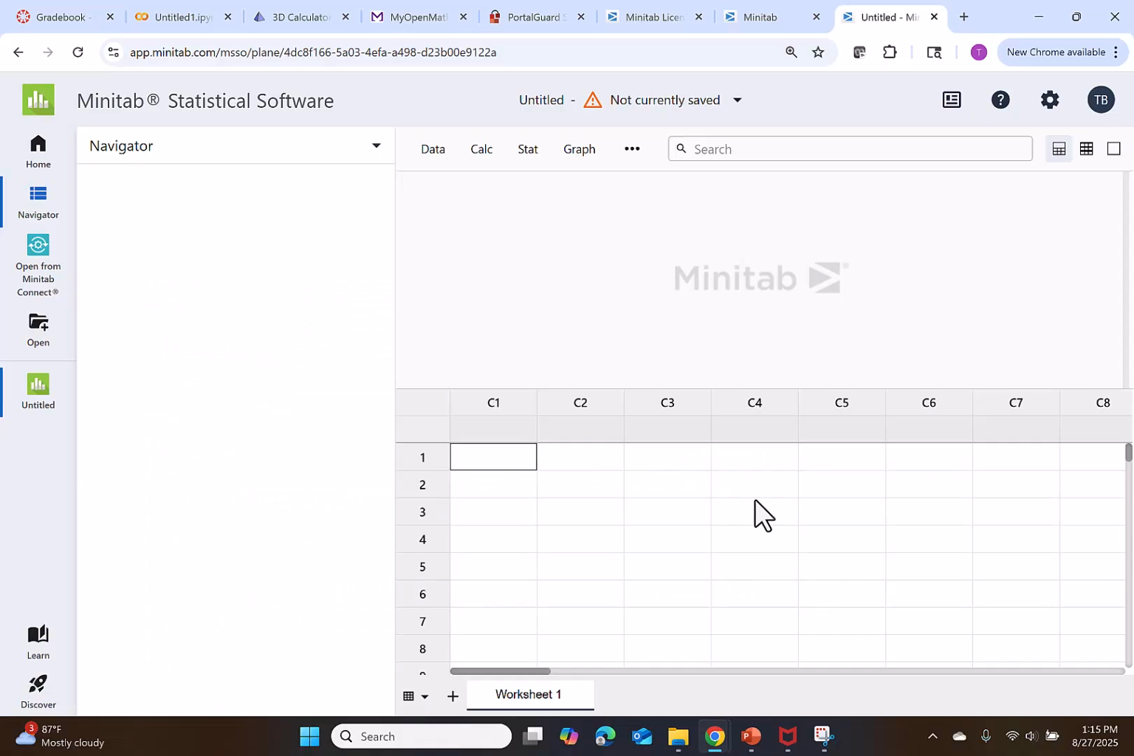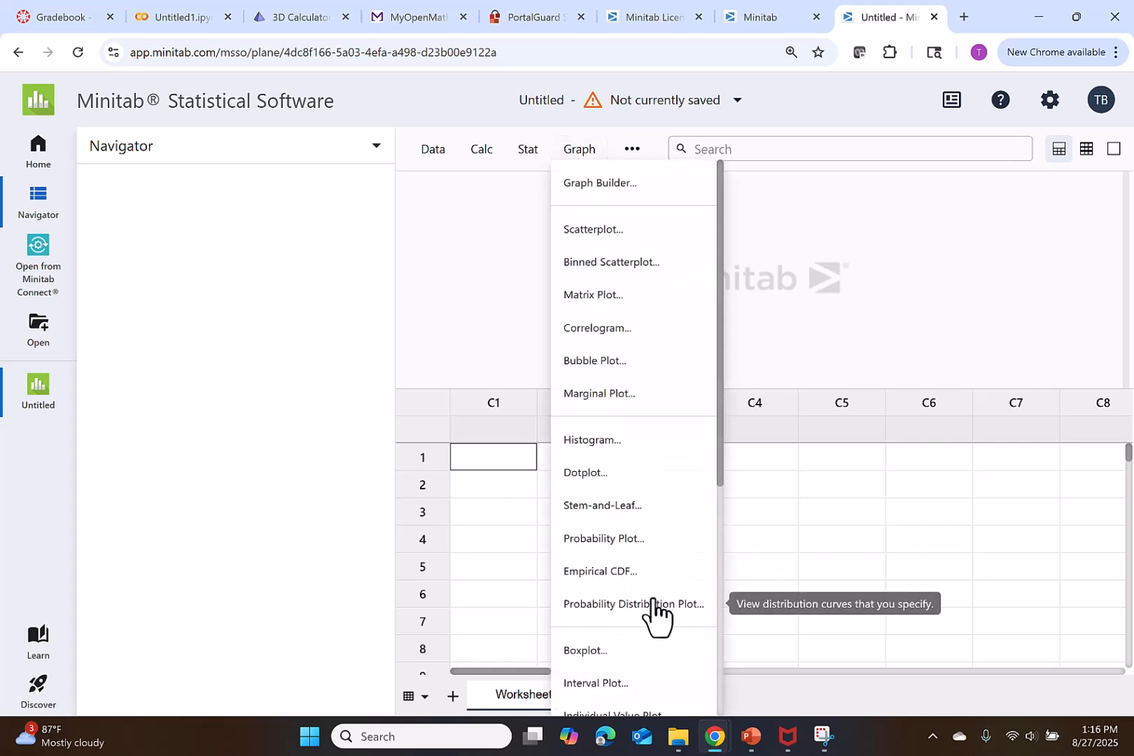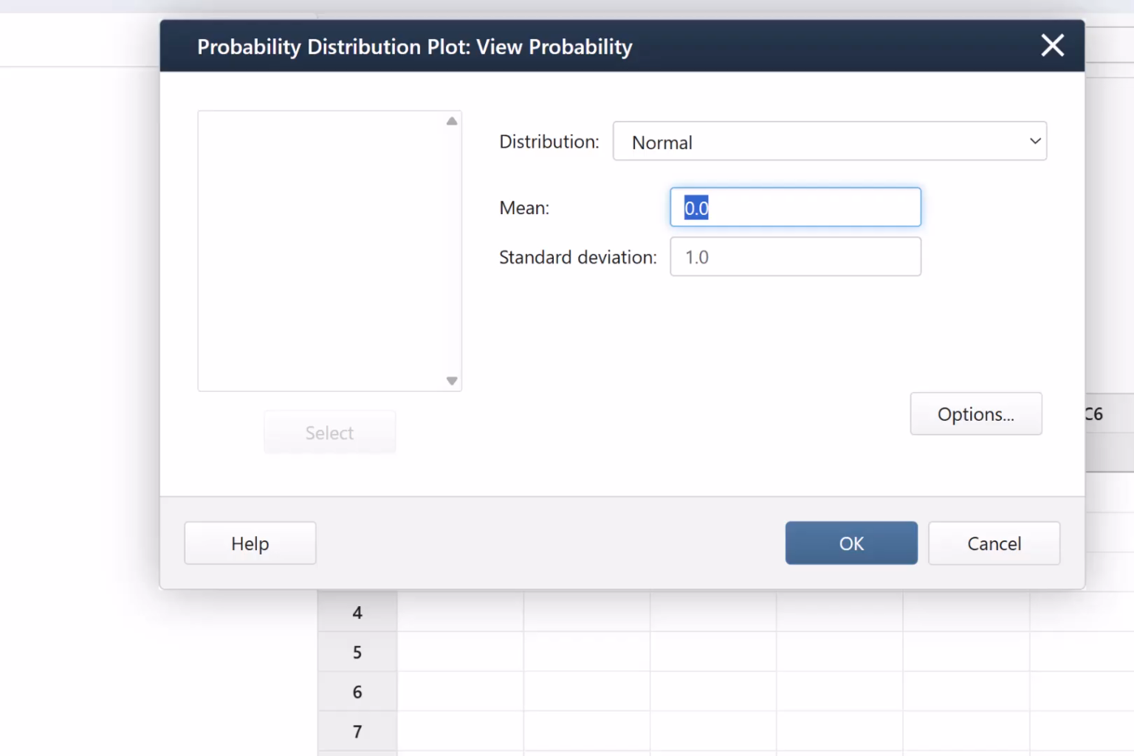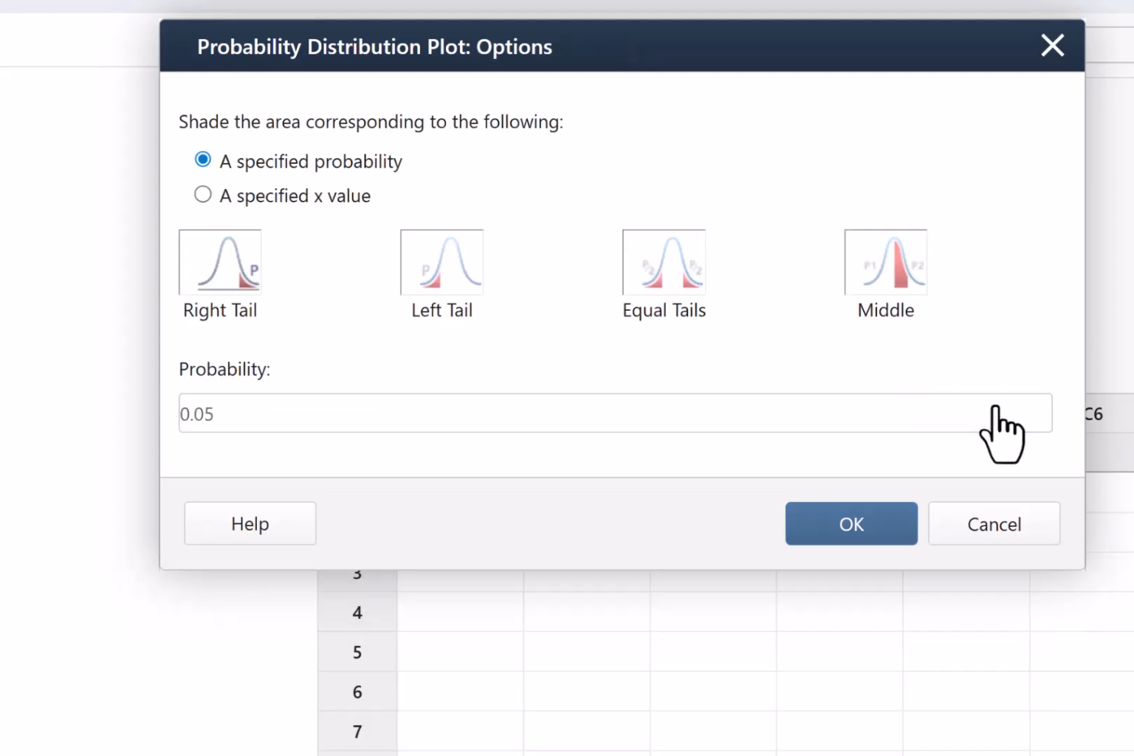To solve this problem, we go to Minitab, select Graph, then Probability Distribution Plot. We want to view probability. We're using a normal distribution where the mean is 240, the standard deviation is 26. Then on the options, we're using a specified probability.